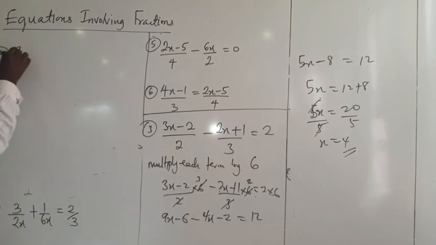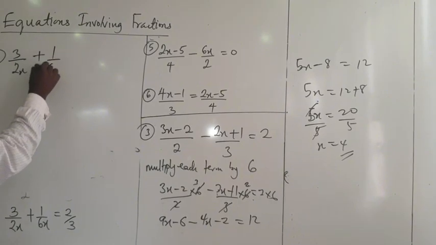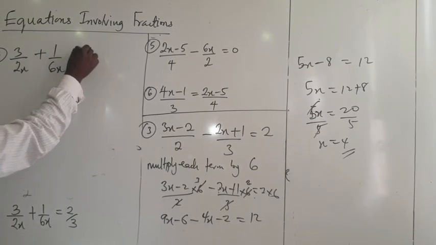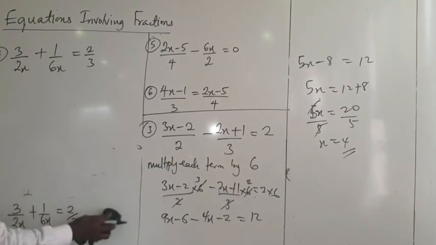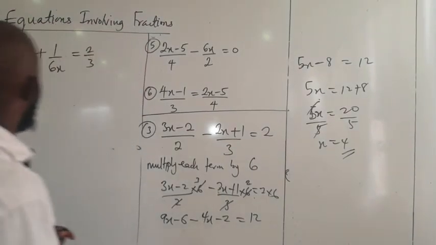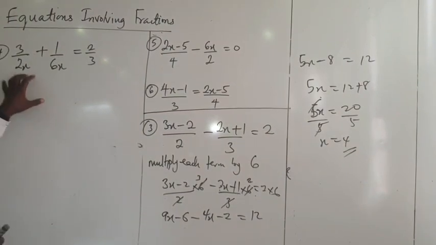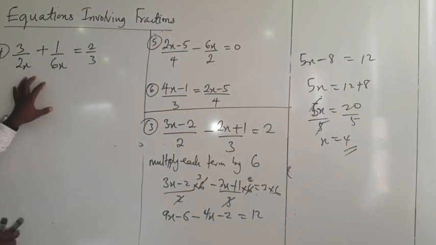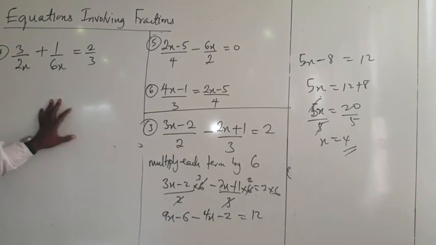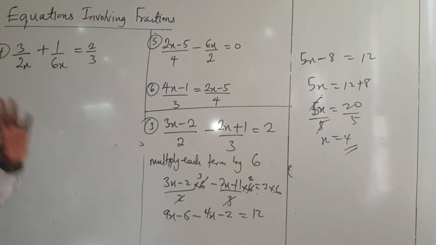For question 4, we have 3 over 2x plus 1 over 6x equals 2 over 3. So what you see here, you notice that the fractions, the denominators are not whole numbers, they are algebraic, right? So this is 2x, not 92, this is 6x. So what you are going to do is the same thing.